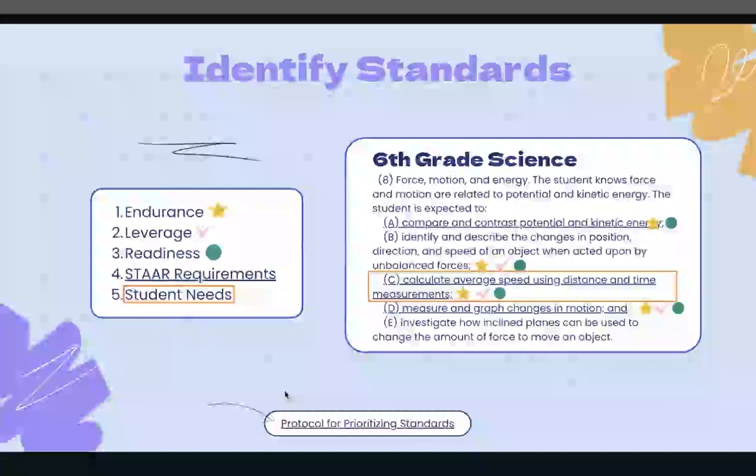Because as you guys know, in Texas, just because it's a single standard does not mean it measures a single thing. It could have lots of different pieces of content. It could have various skills that are embedded within a single standard. So the first part of this is just a conversation around which standards are we going to select.